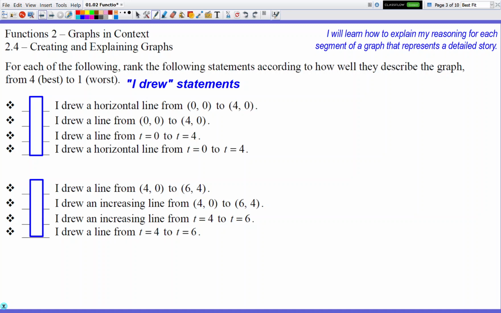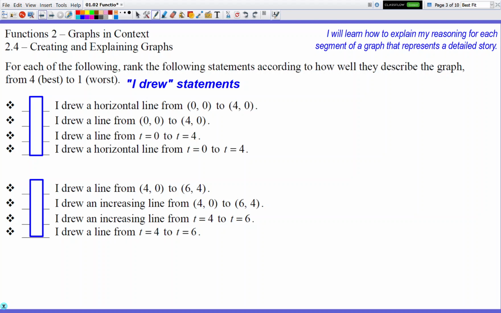Let's read through these first 4 statements. I drew a horizontal line from 0, 0 to 4, 0. Second one, I drew a line from 0, 0 to 4, 0. I drew a line from t equals 0 to t equals 4. I drew a horizontal line from t equals 0 to t equals 4. Of the 4 that you just read, which is probably the best, most descriptive, the one that tells you the best information? Which one do you think that is?